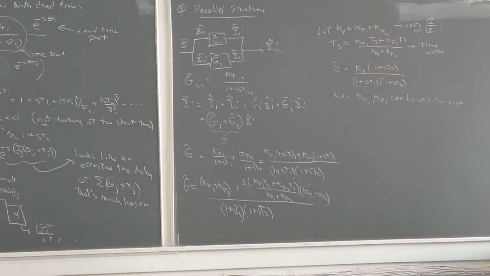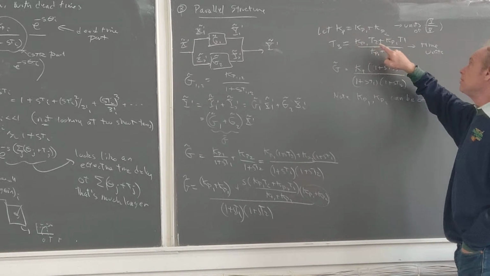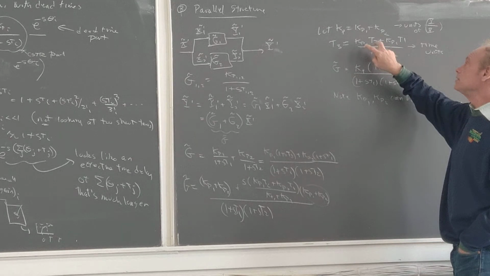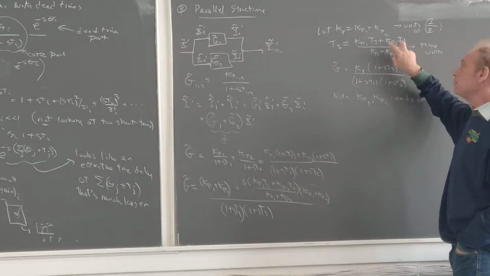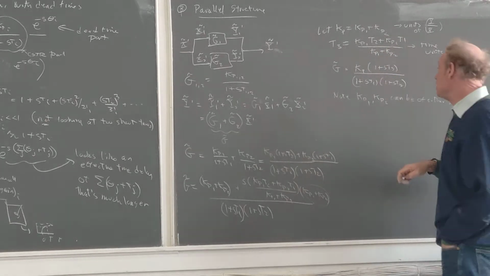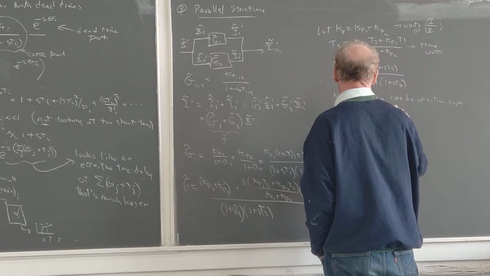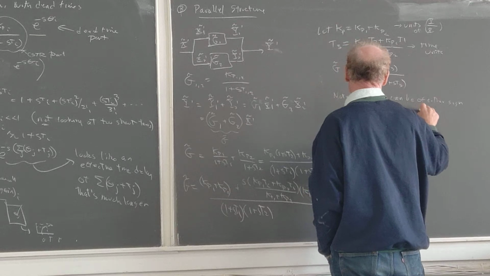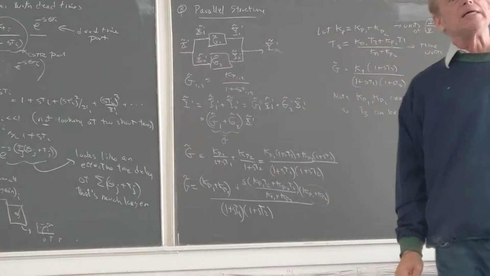Well, if they can be of either sign, then t3 can be of either sign. Because let's say Kp1 is negative and t2 is big. So in the numerator, this is big and negative and bigger than this. But in the denominator, Kp2 might be bigger than Kp1. So t3 can be of either sign. And let's see what that means.